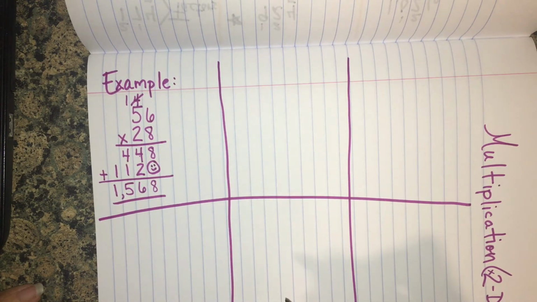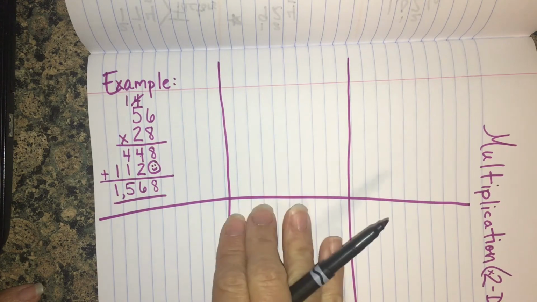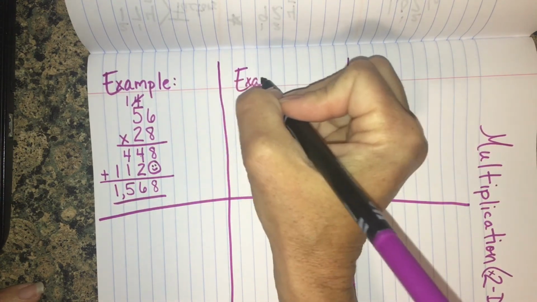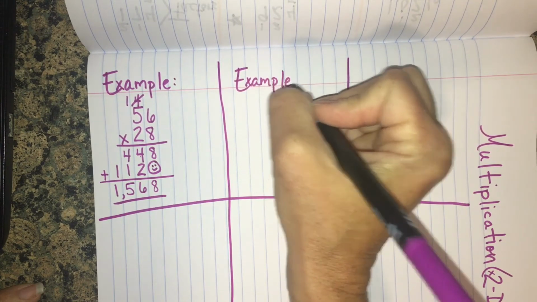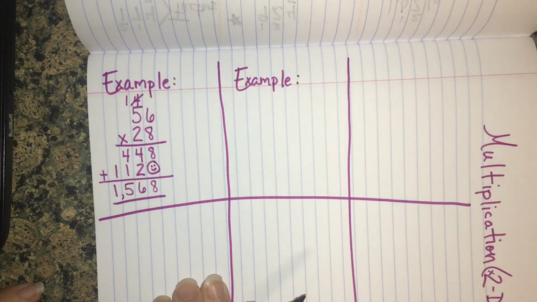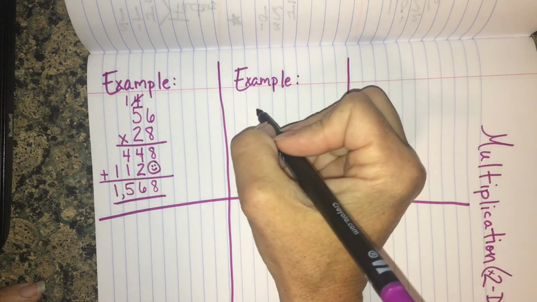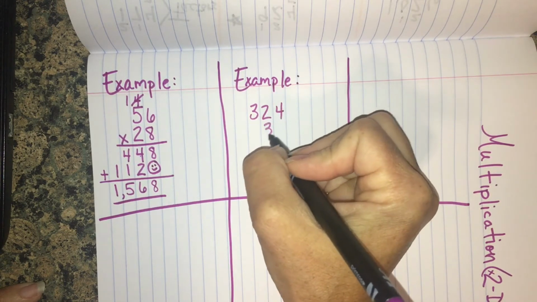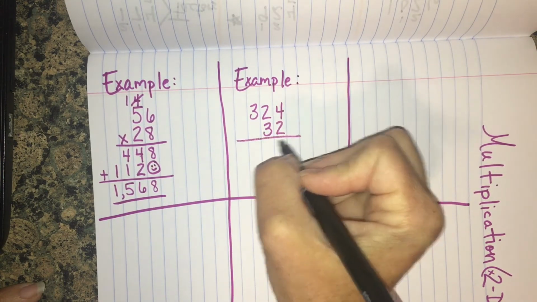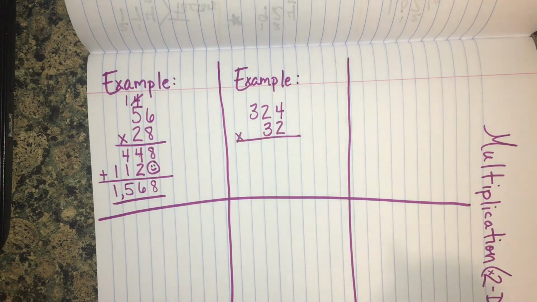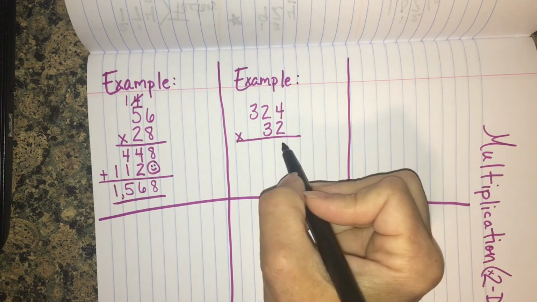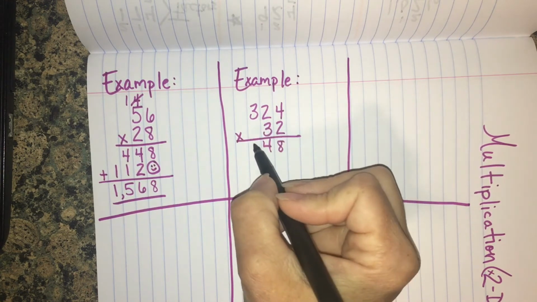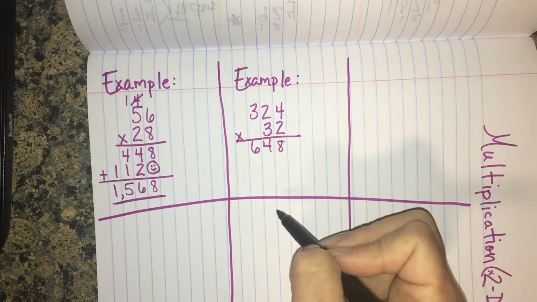I'm going to show you one more example with a 3-digit by 2-digit. One more example, and then I'm going to have you pause the video and see what you can do on your own. I'm going to do 324 times 32. So on this one, I start with the 2. 2 times 4 is 8. 2 times 2 is 4. 2 times 3 is 6. And I'm done with the 2.